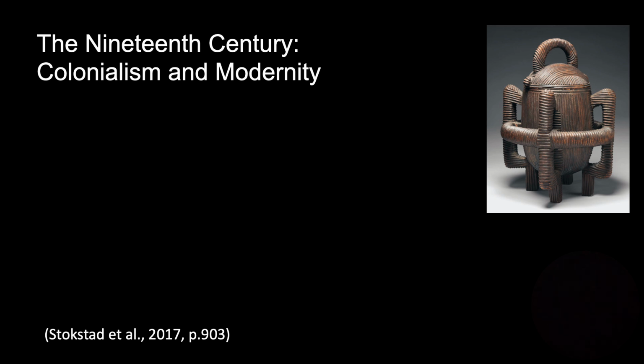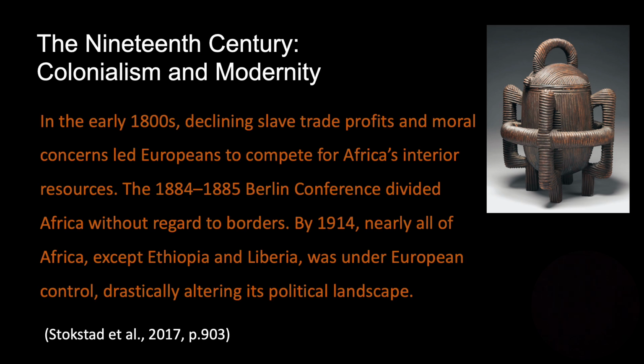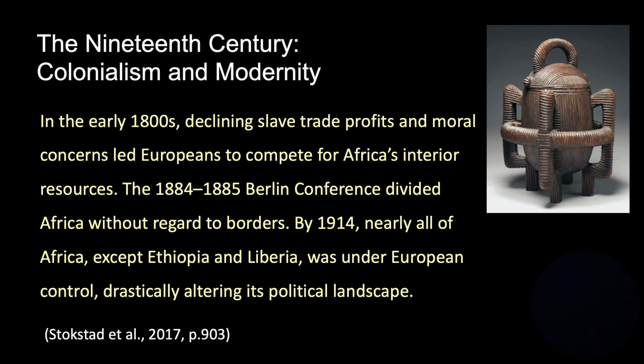In the early 1800s, declining slave trade profits and moral concerns led Europeans to compete for Africa's interior resources. The 1884 to 1885 Berlin Conference divided Africa without regard to borders. By 1914, nearly all of Africa, except Ethiopia and Liberia, was under European control, drastically altering its political landscape.